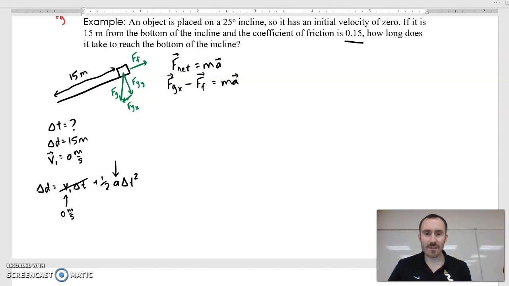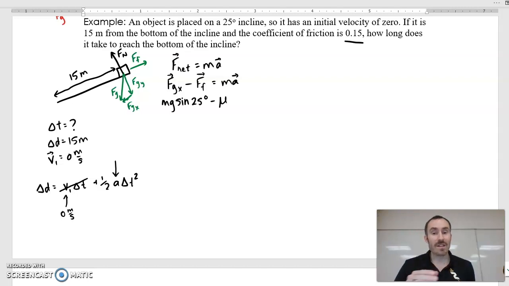But it doesn't tell me the mass. Well, let's just keep going. I think I'm doing this right, but let's see here. So FGX is the sine, right? So it's mg sine 25 degrees. The force of friction is the coefficient times the normal force. And if we remember, the normal force is the same thing as the force of gravity in the y direction. And so that's mg cosine 25 degrees. And together those things equal ma.